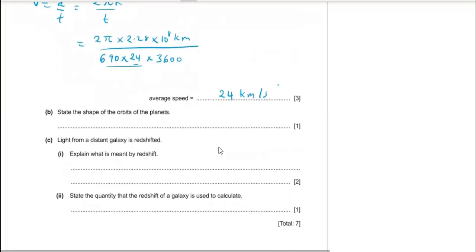So the shape of the orbits of the planets. In real life, with scientific discovery, the shape of the orbits of the planets is elliptical. Light from a distant galaxy is redshifted. Redshifted means that there is an increase in wavelength.